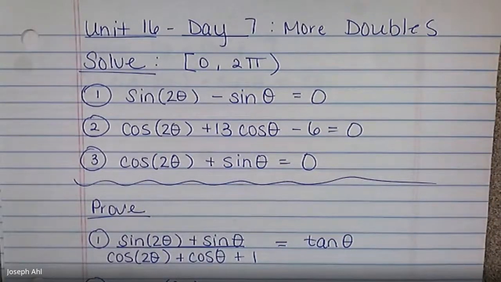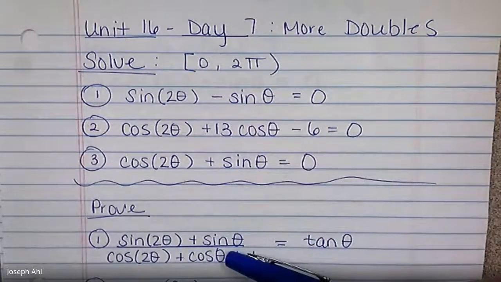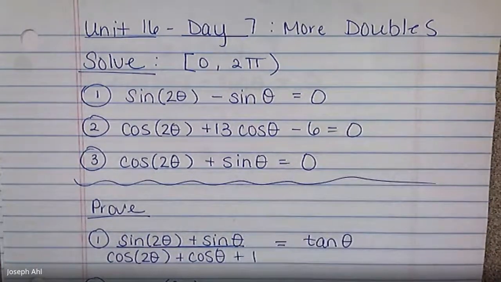This is Unit 16, Day 7. Today we're going to do some more work with double angle identities. My main focus today is going to be on solving equations and proving some identities. So less of just the straight up algebraic situations where we sub into one of the identities based on a triangle in one of the quadrants, but more of a solving situation or some proofs.